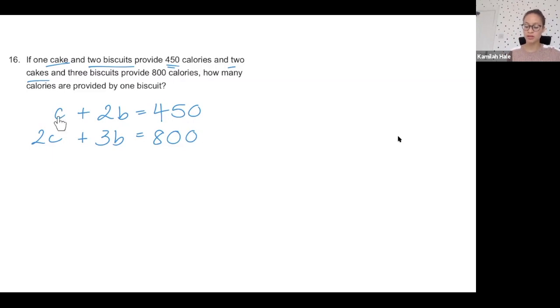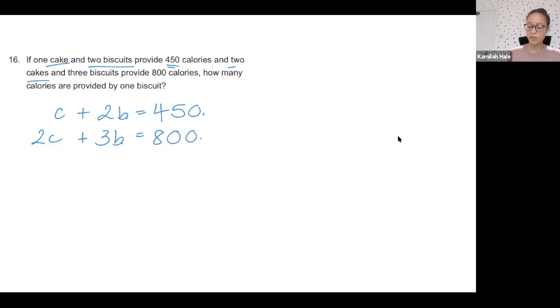What's 2 cakes minus 1 cake? 2 cakes minus 1 cake is a cake. 3 biscuits minus 2 biscuits is a biscuit. 800 minus 450 is 350. So if I subtract, I get how much 1 cake and 1 biscuit add up to, although I don't actually get my answer because I still don't know how much 1 biscuit is worth. So let's do it another way. There is, by the way, a way of finding out the answer using that equation that we just got, but I'm not sure it's any quicker than our usual method, so I'll revert to that.